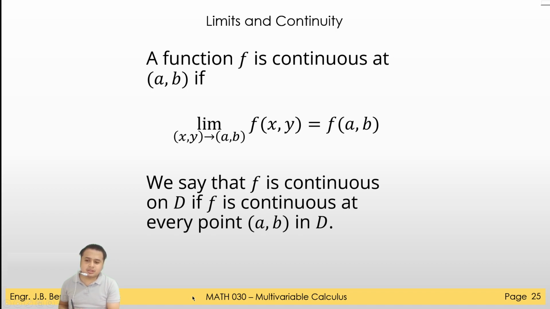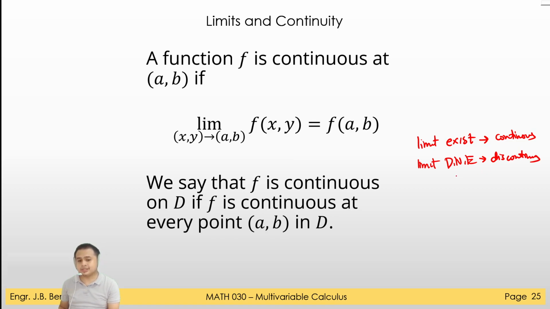So now let's discuss about the continuity. So if the limit exists in this point, as we go on with the different directions, then it is continuous. So basically, if limit exists, it is continuous. If limit does not exist, then it is discontinuous. Okay, that is the simplest way to describe this.